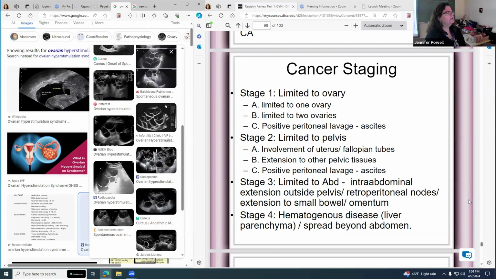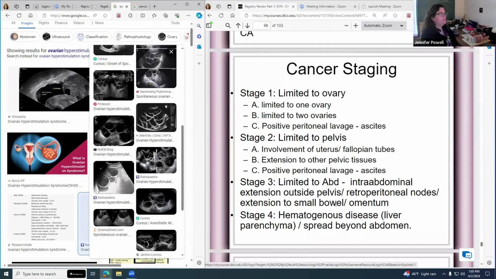Okay. So did we learn about peritoneal lavage? That's when they inject a solution into the abdomen or the peritoneum and then draw it, and they want to see if there's blood in there. Anyway, with ascites. Stage 2 is limited to the pelvis. Stage 2A has involvement of the uterus and fallopian tubes. B is an extension into other pelvic tissues, and C is positive peritoneal lavage with ascites.